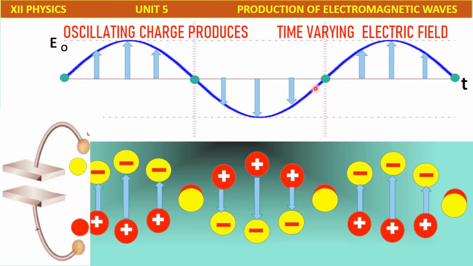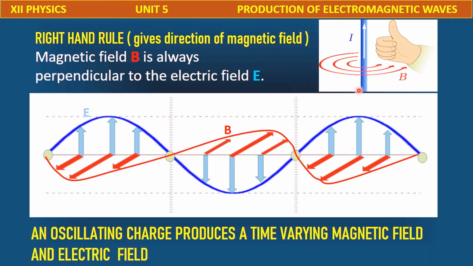Now let us see how to plot a varying magnetic field with respect to time. When a current flows in a conductor, there is a magnetic field around it. According to the right-hand rule, the magnetic field B is always perpendicular to the electric field E. Here in this case, the electric field is upwards. The magnetic field is perpendicular and outwards the screen. Here also the electric field is upwards. The magnetic field has the same strength as the electric field and it is going outwards the screen.